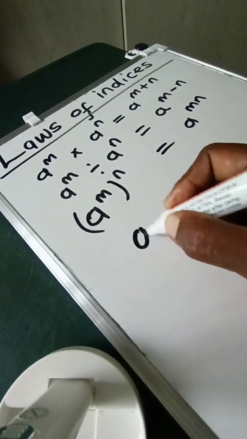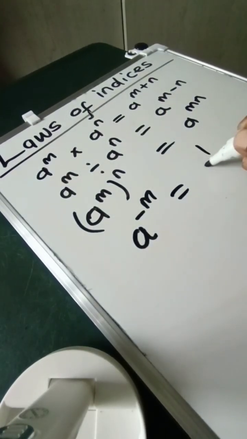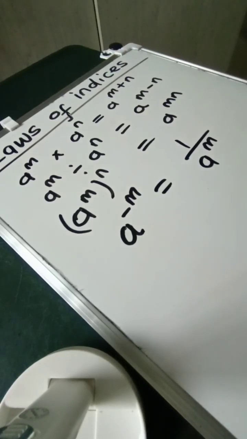And we also have a to the power of minus m. This one is written as 1 over a to the power of m. Anything raised to a negative power, you can just write it as 1 over a to the power of m.